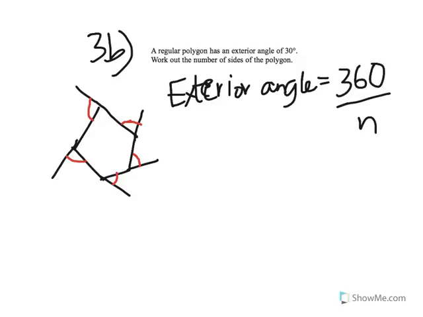Alright, so question 3b tells you that a regular polygon has an exterior angle of 30. Work out the number of sides. Now, an exterior angle of any regular polygon is the kind of thing I've drawn here, which is basically if you extend this line, the angle it forms is nothing but the exterior angle.